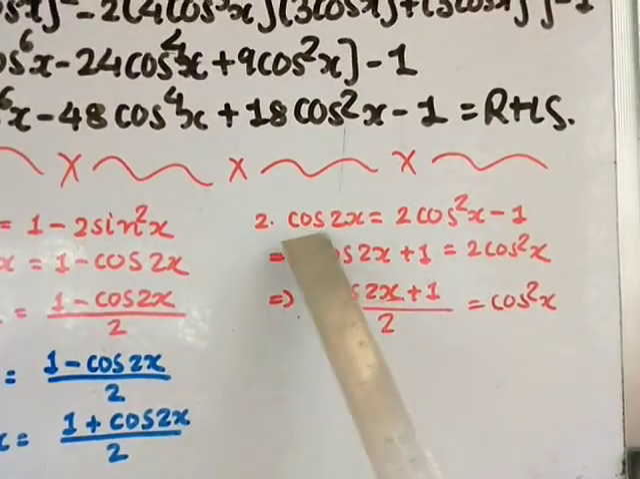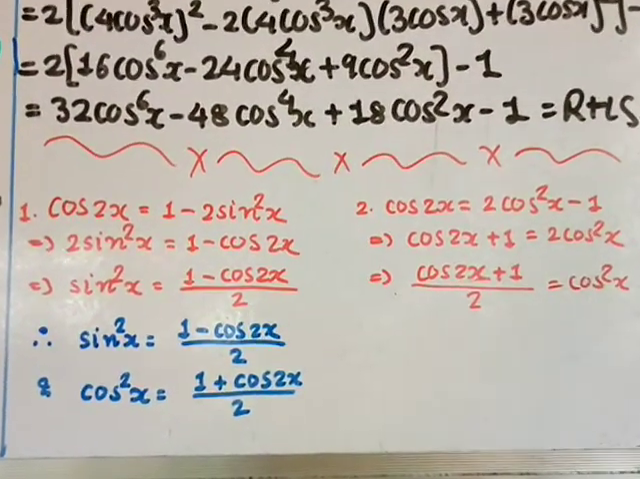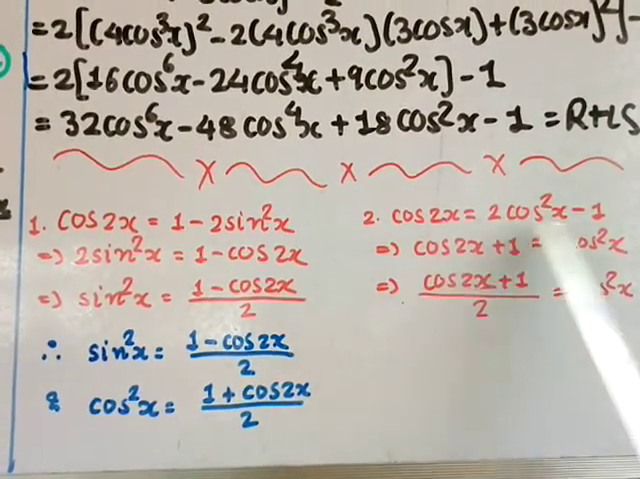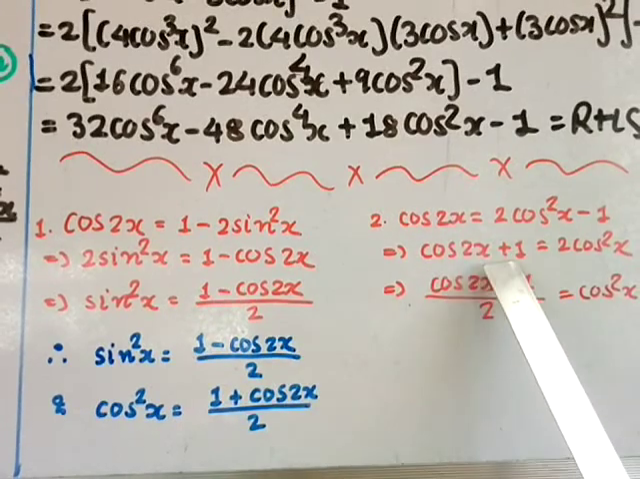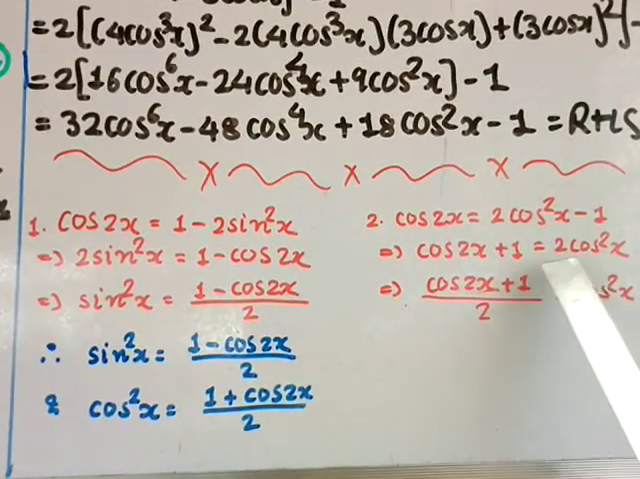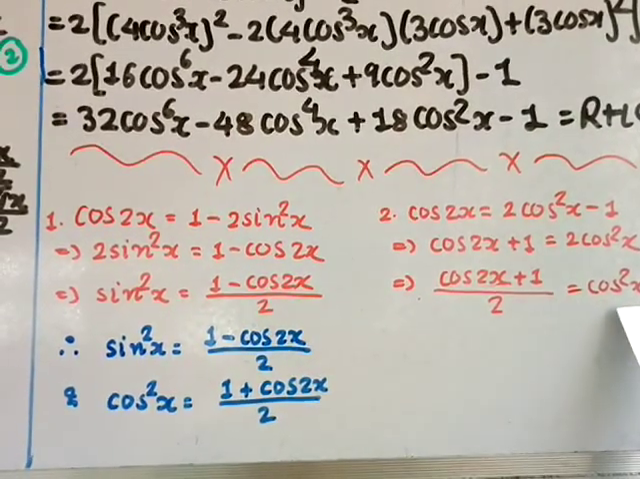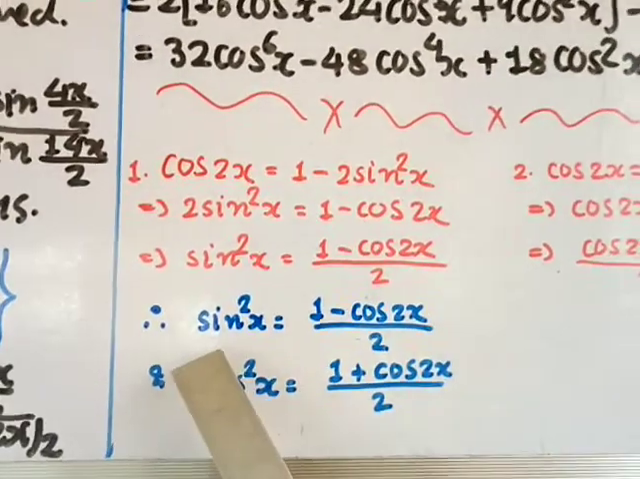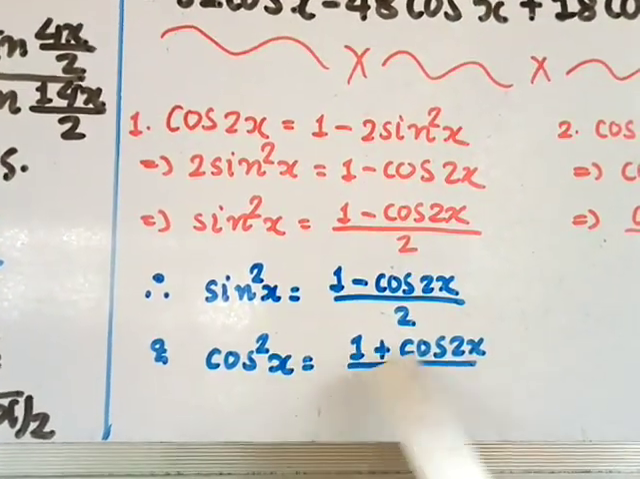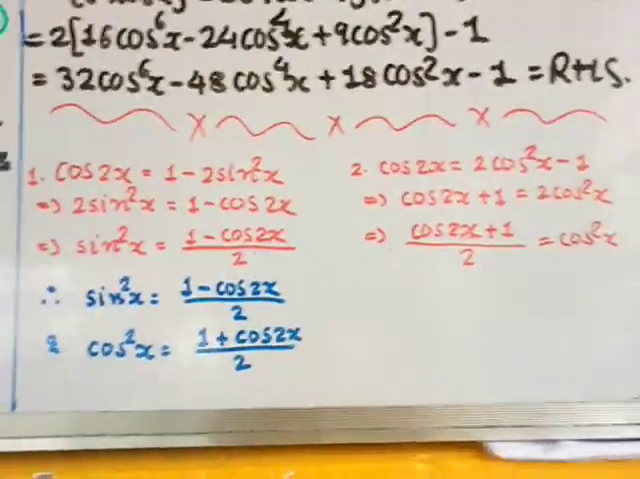Same way here, cos 2x is equal to 2 cos square x minus 1. This identity I have given you. Minus 1 transfer over here, so it becomes plus 1. So cos 2x plus 1, here 2 cos square x. 2 you transfer, it goes in the denominator, so (cos 2x plus 1) by 2 equal to cos square x. So the 2 identities are sin square x equal to (1 minus cos 2x) by 2, cos square x equal to (1 plus cos 2x) by 2. Remember these identities, they are very important.